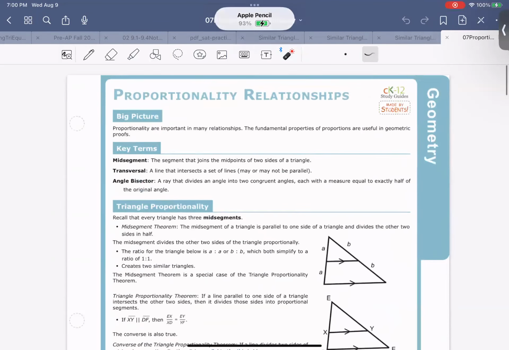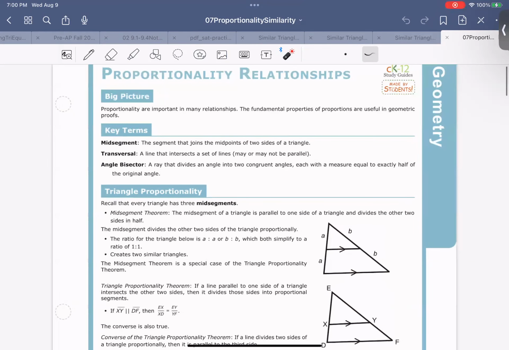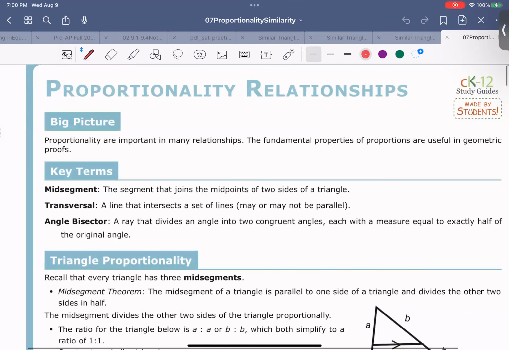Okay, let's start the geometry class. Previously, we already learned triangle congruency. And we know that we can use triangle congruency for a general triangle, not a specific right triangle.